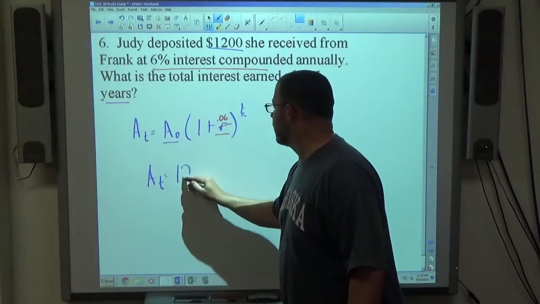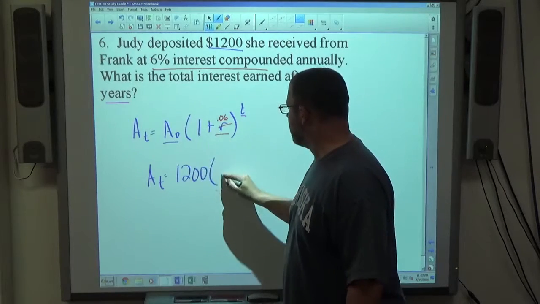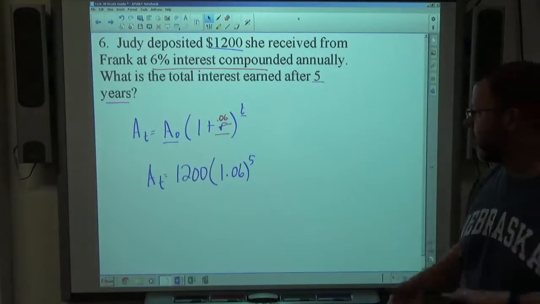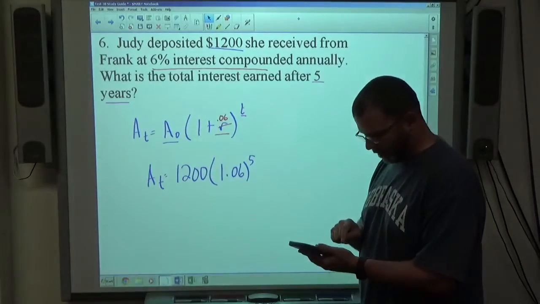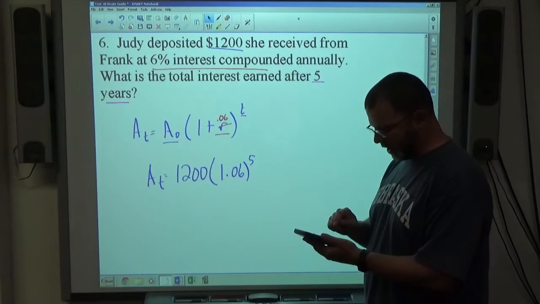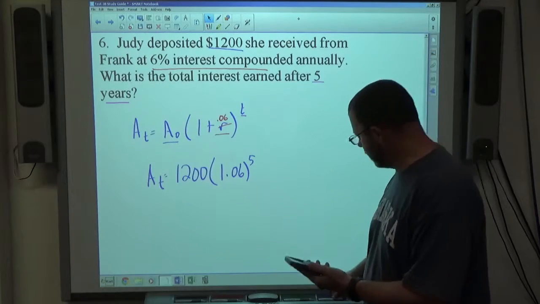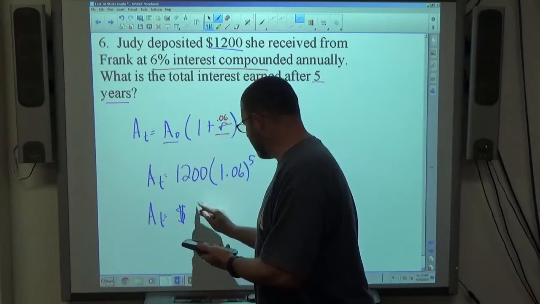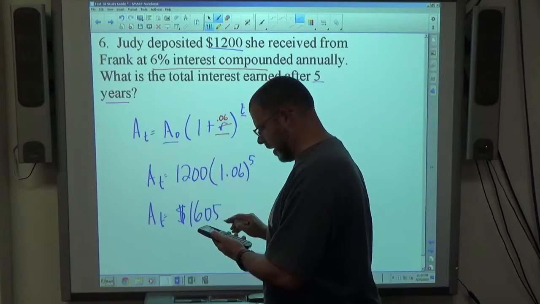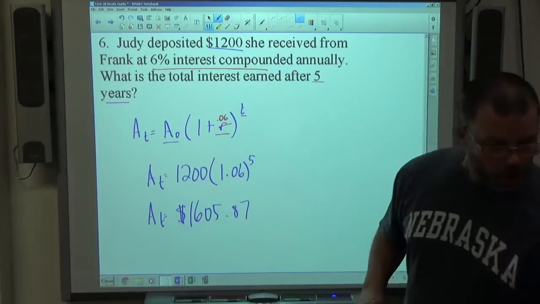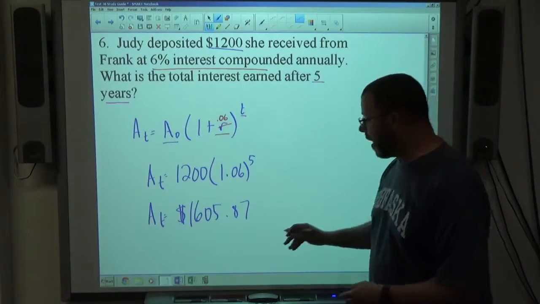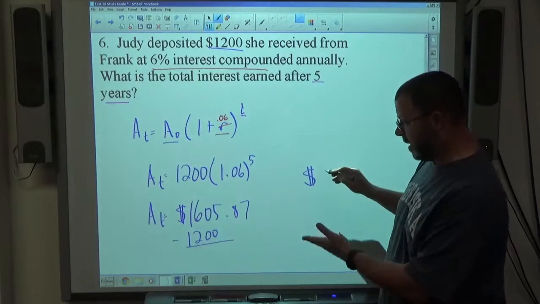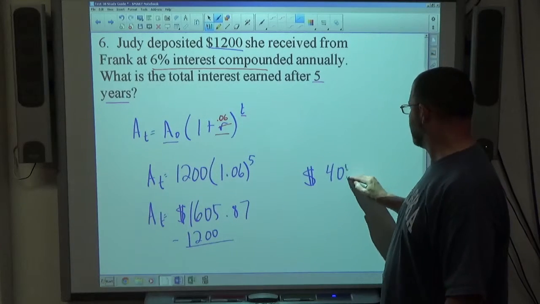So $1,200 times 1.06 to the 5th power. So we start there. And again, order of operations says this happens first, then times that. So I type in 1.06 to the 5th power, then I do times 1,200, and it comes out to the final amount of money she has in the account is $1,605.87. Once you have the correct amount of money in the account, you subtract what she invested, and that ends up being the interest. So she ended up getting extra $405.87.